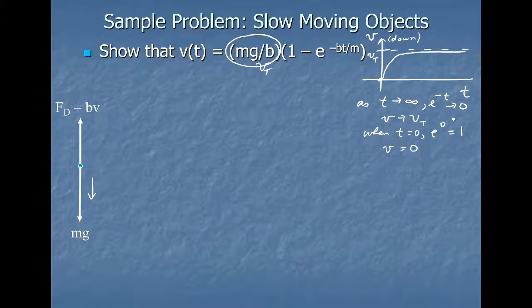Okay, so how do we get this? Well, we're going to start with Newton's second law. So F net is equal to ma. And now we're going to write mg minus bv, and we're going to write that this is equal to m dv dt. So this is what we talked about in the last slide.